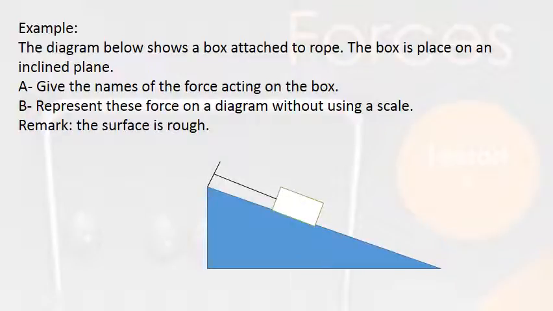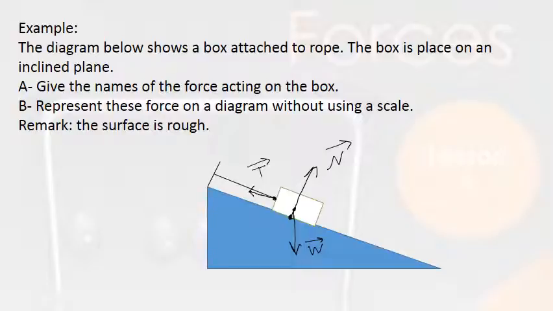How do we represent them? We have the weight downwards. You have the normal reaction. It starts from the point where it's touching the ground. This is the normal reaction. And this is the tension, where the rope is touching the box. This is the tension.